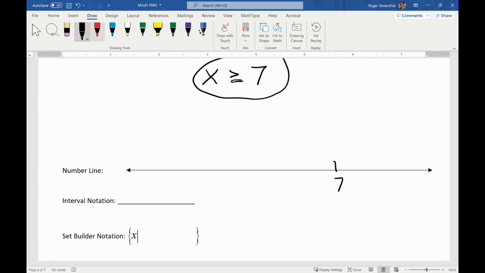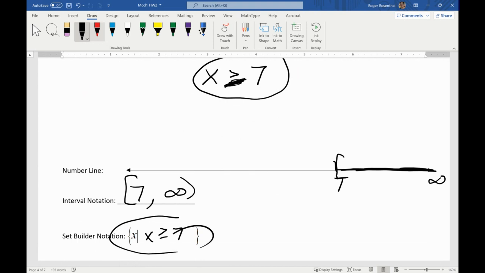And since it's greater than or equal to, you put a bracket. And since it's greater than, you're showing to the right. The right is where infinity is. So in interval notation, 7 on the left, infinity on the right. Infinity always gets parentheses. And if you have the equals, you put a bracket on the 7. And this would be the set builder notation answer.